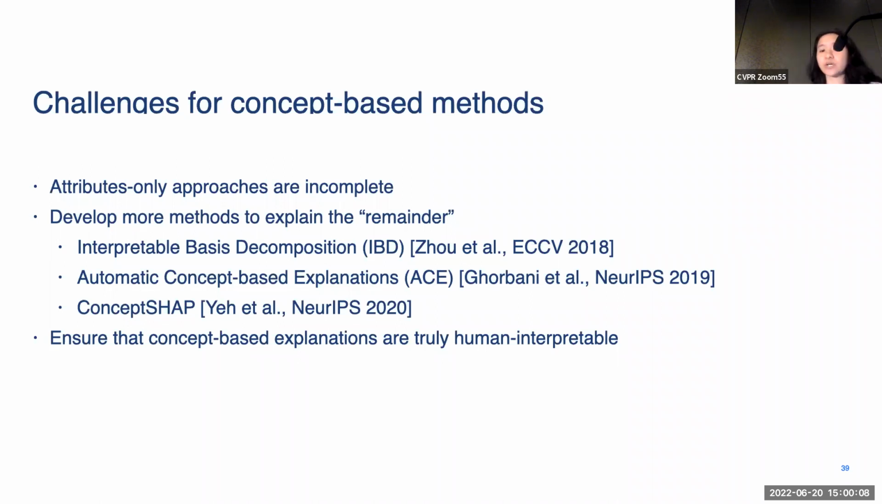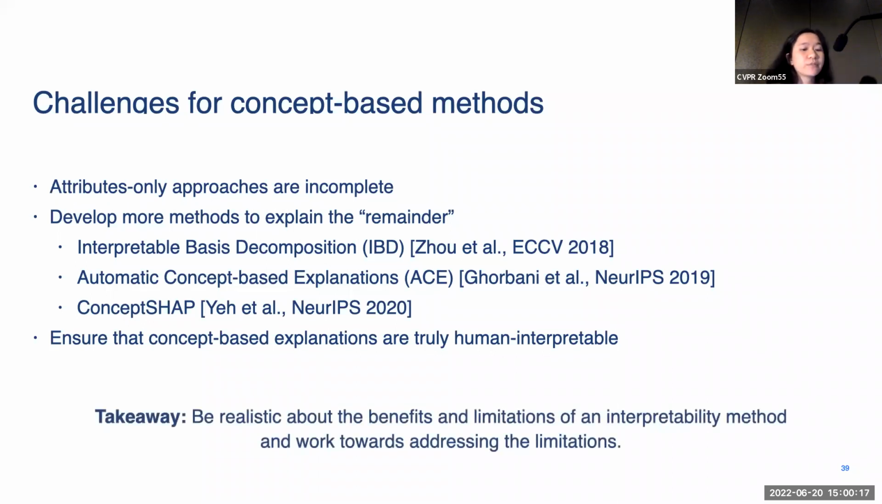This ties into our first work, HIVE, where we want to critically evaluate the interpretability and usefulness of different kinds of explanation methods. So one takeaway from all of this is that we need to be realistic about the benefits and limitations of interpretability methods and work towards meaningfully addressing those limitations, not just for concept-based methods, but more broadly. I would say that if we had realized this early on in our heat map development, we could have saved a lot of time in that research progression.